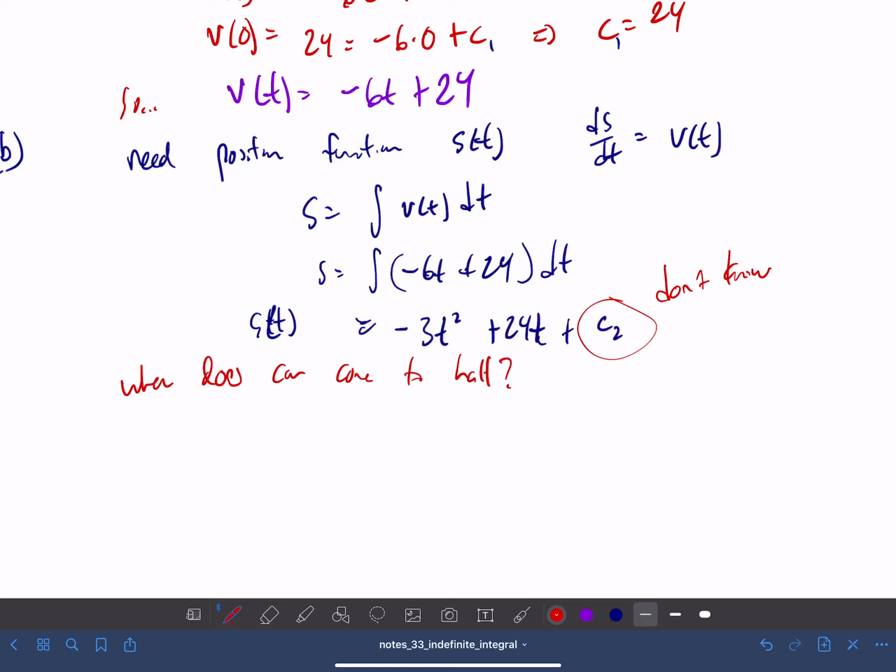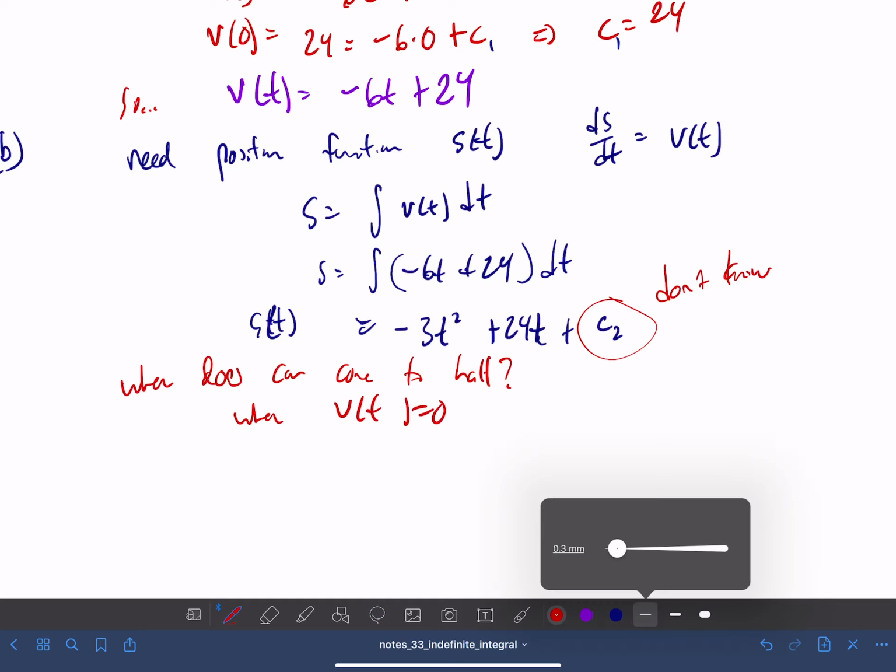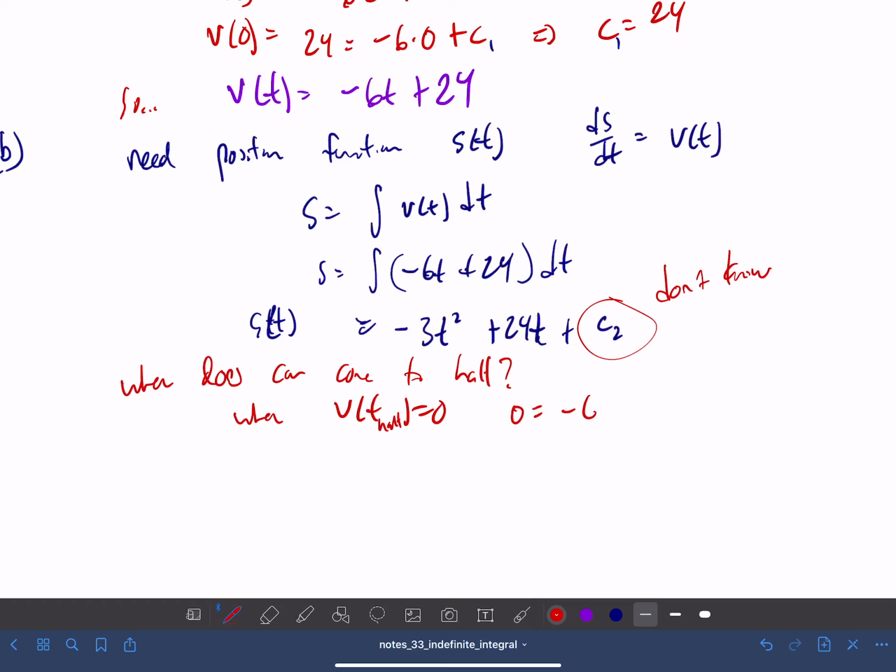All right, that's when v of t equals 0, when the velocity is 0. I might write that as v of t sub halt. Well, then 0 equals minus 6 times t sub halt plus 24. I think it's pretty clear that t sub halt equals 4 is the solution to that.